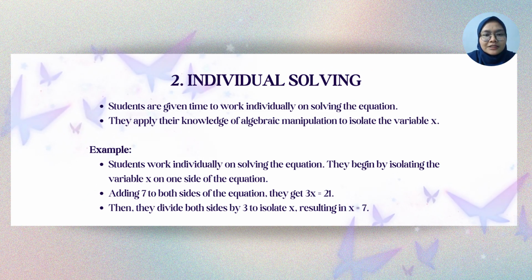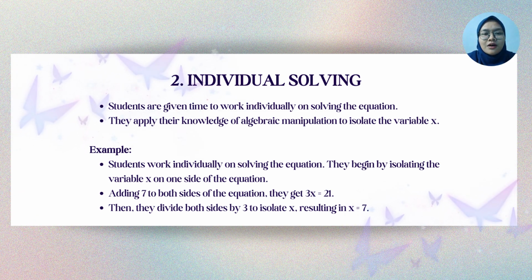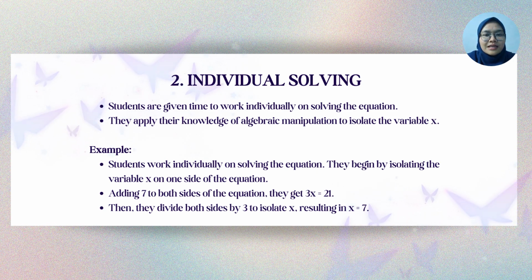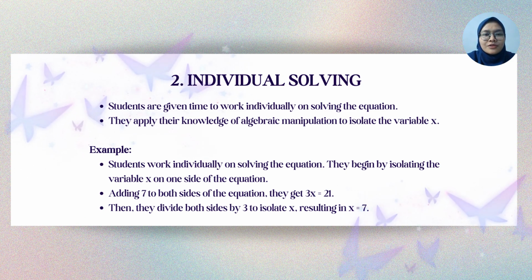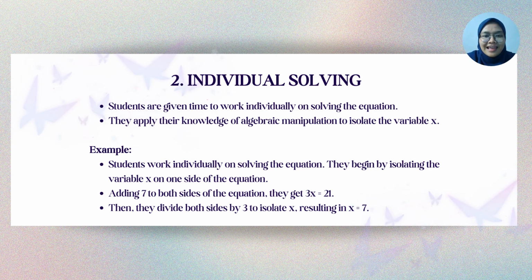For example, students work individually on solving the equation. They will begin by isolating the variable x on one side of the equation, then adding 7 to both sides of the equation. Then they will get 3x equals 21. Then they will need to divide both sides by 3 to isolate x, resulting in x equals 7.